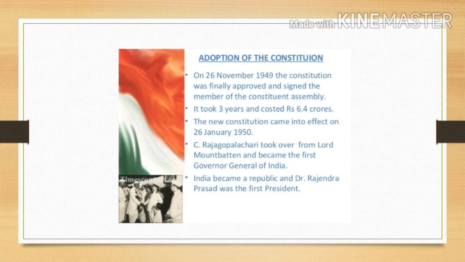Adoption of the Constitution. On 26 November 1949, the Constitution was finally approved and signed by the members of the Constituent Assembly. It took 3 years and cost rupees 6.4 crores. The new Constitution came into effect on 26 January 1950. Sri Rajagopalachari took over from Lord Mountbatten and became the first Governor General of India. India became a republic. Dr. Rajendra Prasad was the first president.